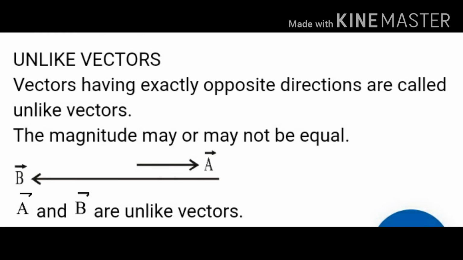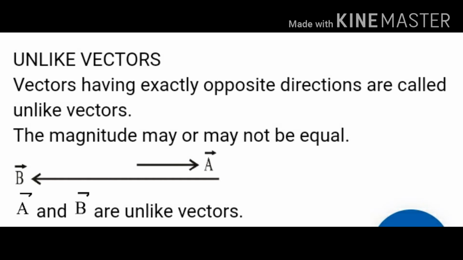Now move to the third type, which is unlike vectors. Vectors having exactly opposite direction are called unlike vectors. The magnitude may or may not be equal, as you can see in the diagram. So these are unlike vectors.